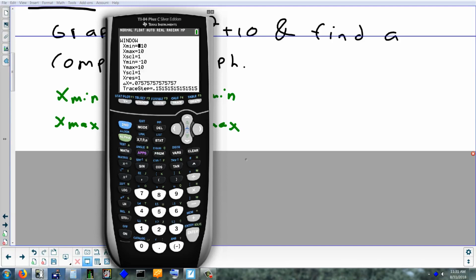Yeah, go ahead, Blake. The Y max. The Y max. This is a parabola that's been shifted up. So, what do you think it would be good to set it at? 20. Yep, I think that'll be perfect. So set your Y max to 20. And there you go. You're seeing all the important features of a parabola.